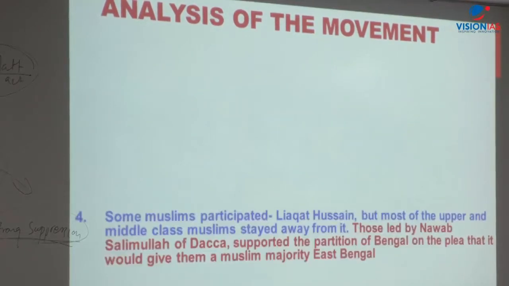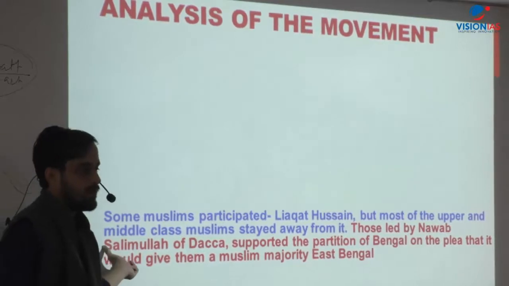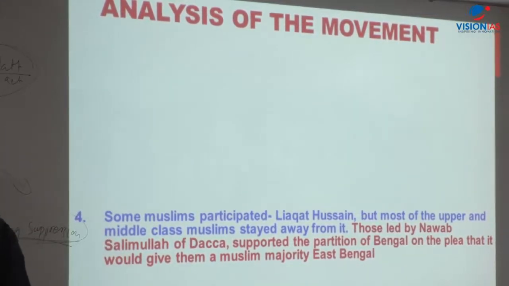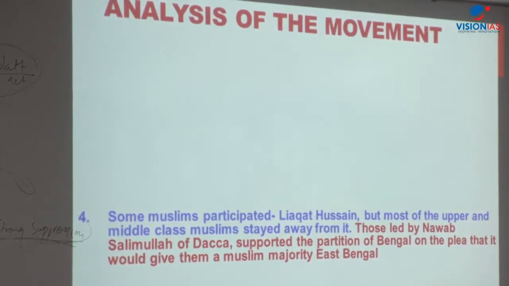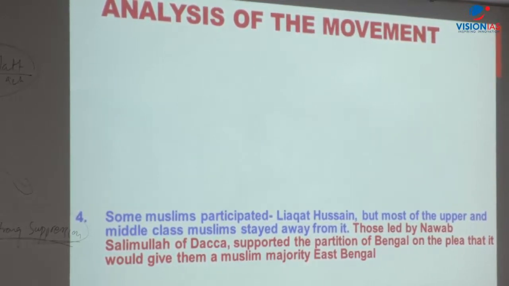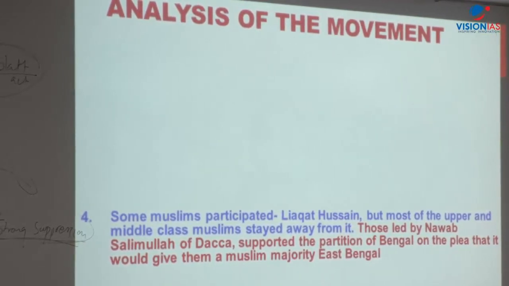In terms of the participation of Muslims, what has to be understood, as I told you before, is that in 1906, there was a section of landed elites from East Bengal who actually offered their support to the British for the partition of Bengal. Now, these landed elites offered the support to the British for the partition of Bengal because primarily they wanted to retain their privileges in the East Bengal region.